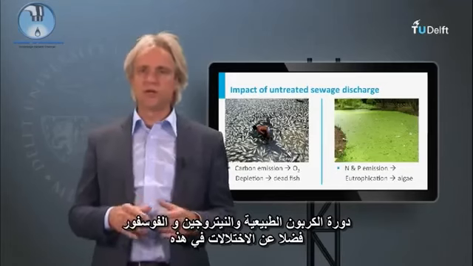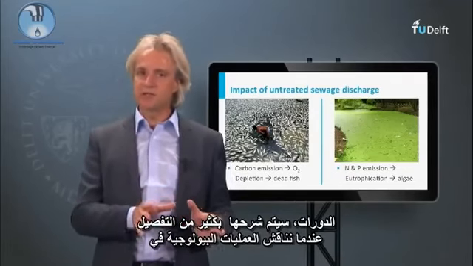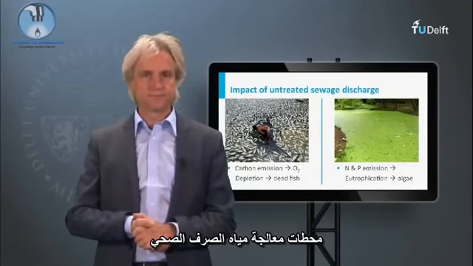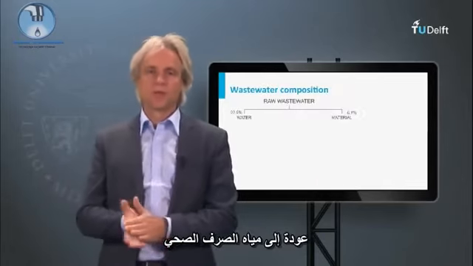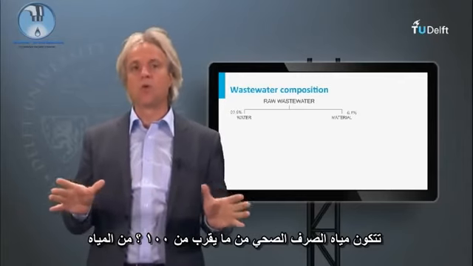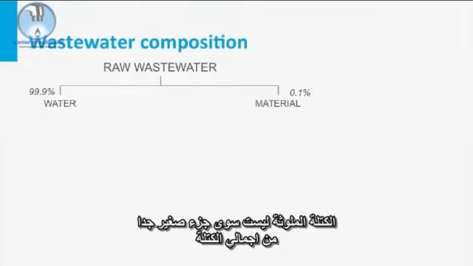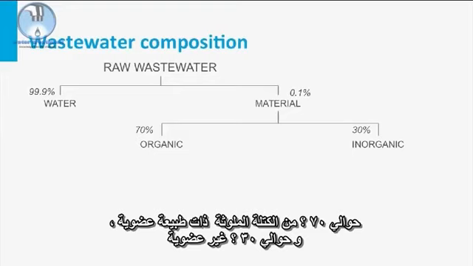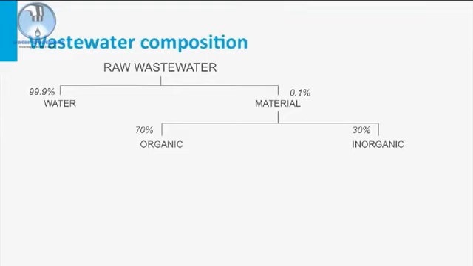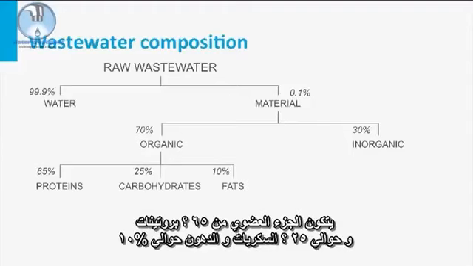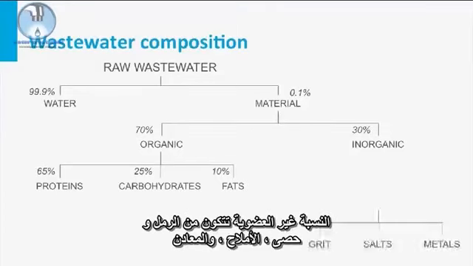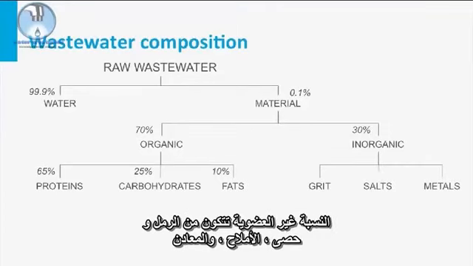The natural carbon, nitrogen and phosphorus cycle, as well as the imbalances in these cycles, will be explained in much more detail when we discuss the biological processes in sewage treatment plants. Back to the wastewater. Wastewater is composed of almost 100% water. The polluting mass is only a very small fraction of the total mass. Of the polluting mass, about 70% is of organic nature and about 30% is inorganic. The organic fraction consists of 65% proteins, about 25% sugars and about 10% fats. Local conditions may differ distinctly from these average values. The inorganic fraction consists of sand and grit, salts and metals.